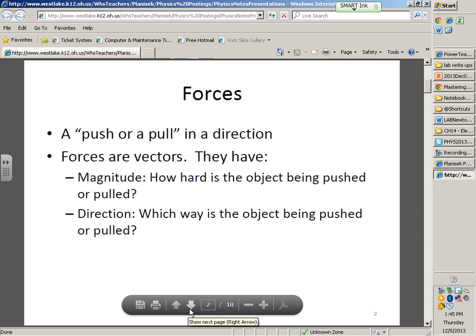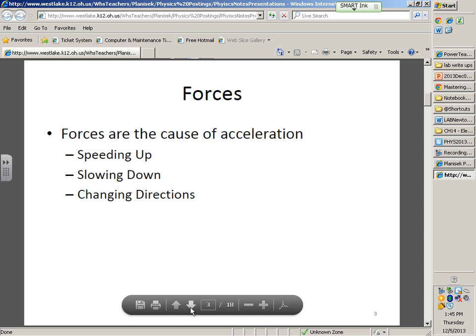But more importantly than what force is, what force does, right? What did we say that forces cause? Acceleration, right? Forces cause acceleration. They cause things to speed up, slow down, or change directions, or some combination of those three, okay?